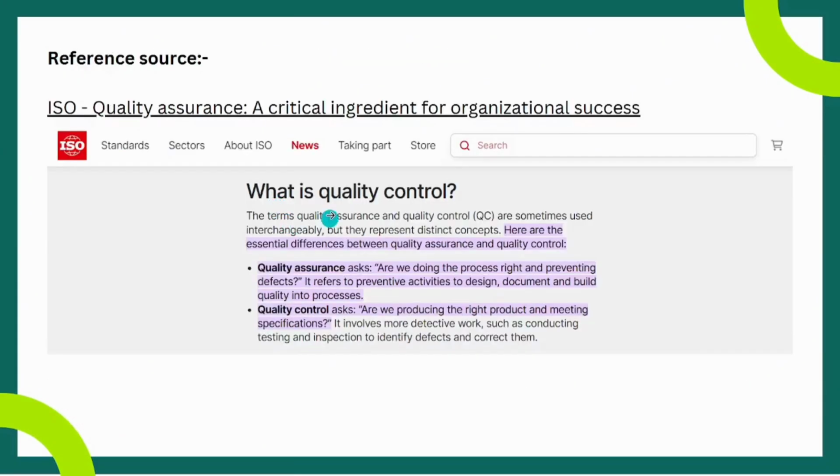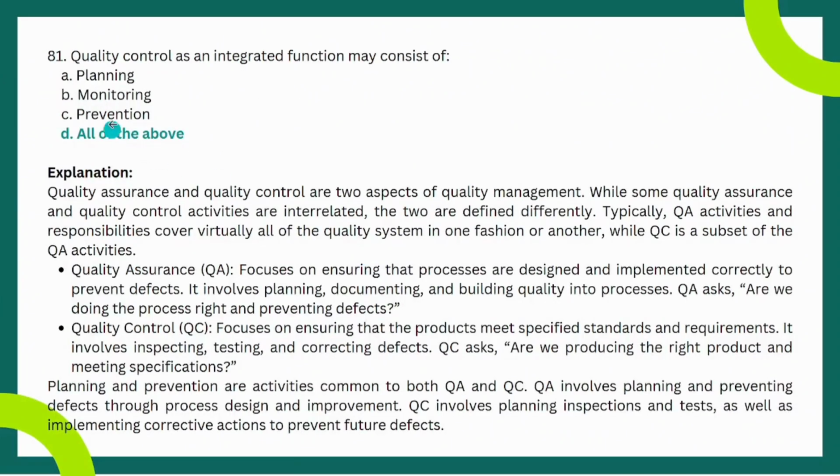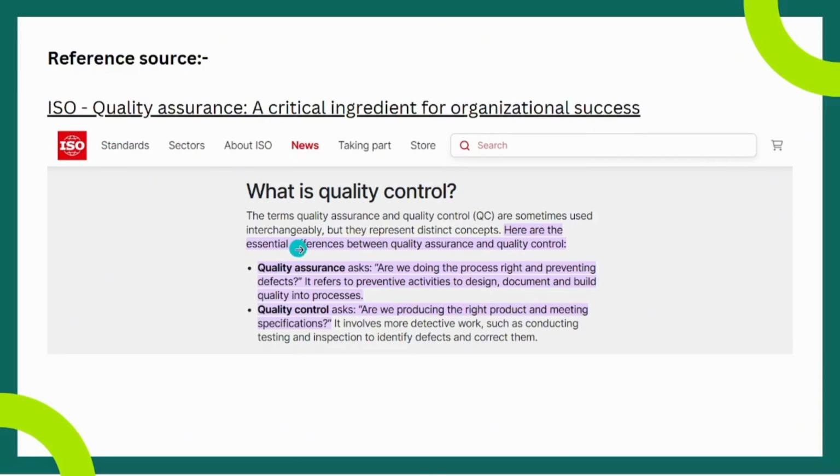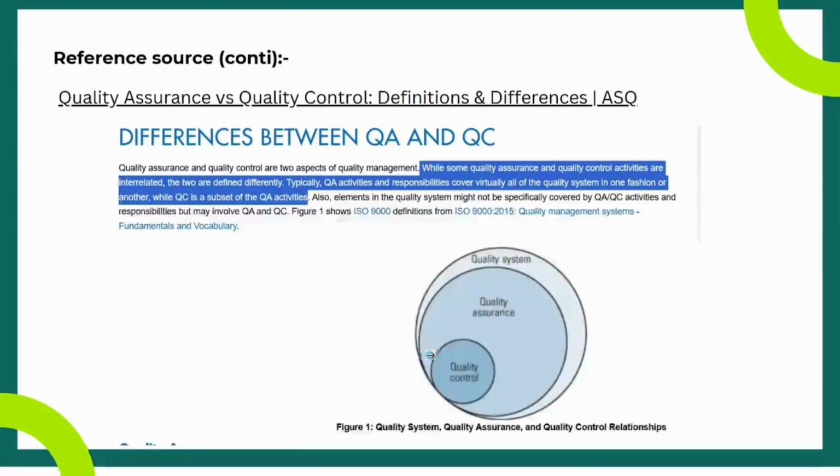a confusion that planning and prevention are part of quality assurance, and monitoring, that is inspections or testings, are part of quality control. So they have a confusion over choosing whether the option is monitoring or all of the above. On seeing the ISO definitions, the quality assurance process is mainly preventing actions. On the other hand, quality control means finding defects. Each consists of many activities, but some activities are common to both. For example, planning and prevention.